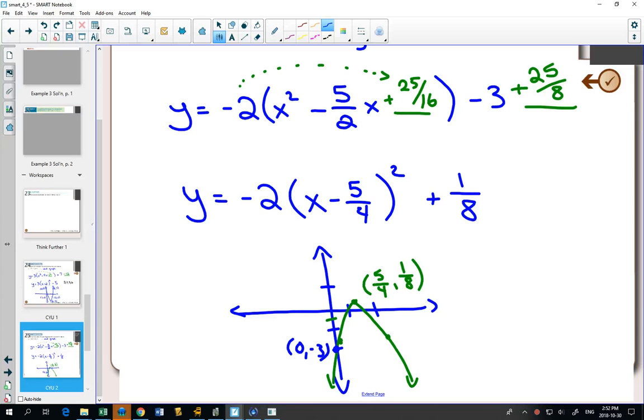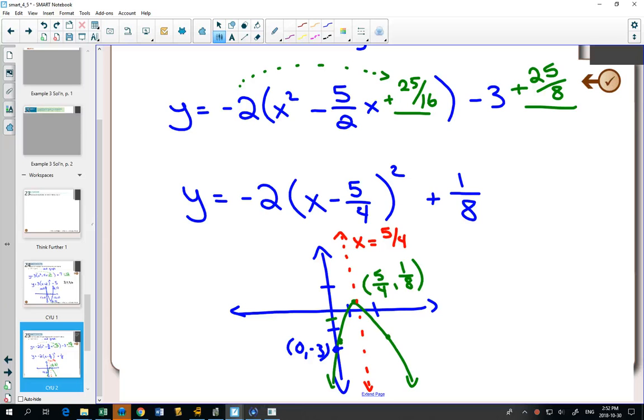For most graphs, they're going to ask you to label the most important point, which is the vertex, and then you will need one extra point to show that you've got the width right. So in this case, having 0, negative 3 would be a great point to label because it was easy to figure out. I just plugged in 0 for x. This question was asking about the axis of symmetry. Remember, the axis of symmetry is what goes through your vertex and cuts the parabola in half. The equation of the axis of symmetry is always x equals, and it's always x equals whatever the x coordinate of your vertex is. So it'll be x equals 5 over 4.